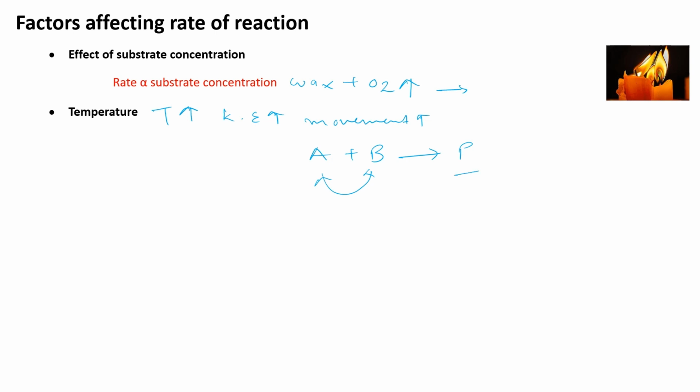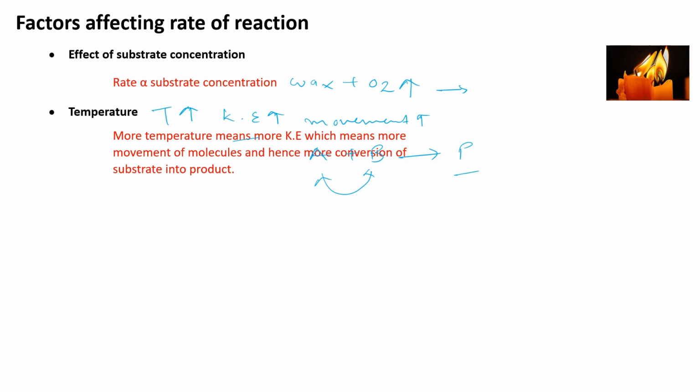Clear? So when we give more temperature, it means more kinetic energy. More kinetic energy means more movement of the molecules. If more movement is there between reacting molecules, that means more they will interact, and the more they interact, the more they will convert into product. So more temperature means more kinetic energy, which means more movement of molecules, hence more conversion of substrate into product. The next factor is surface area.